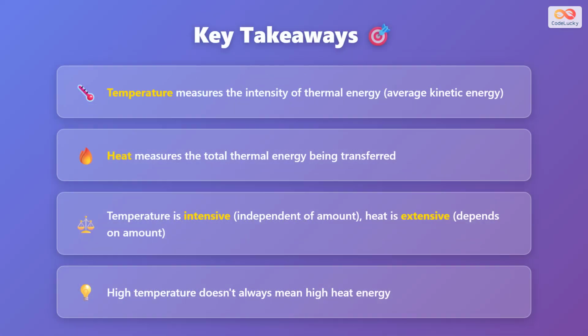Let's summarize the key points. First, temperature measures the intensity of thermal energy, specifically the average kinetic energy of particles. Second, heat measures the total thermal energy being transferred between systems. Third, temperature is an intensive property, independent of the amount of substance, while heat is an extensive property that depends on the amount. And finally, remember that high temperature doesn't always mean high heat energy. Understanding these differences is crucial for grasping fundamental thermodynamic concepts.